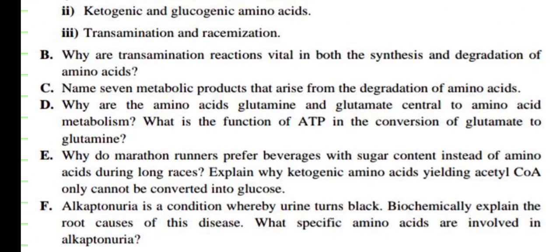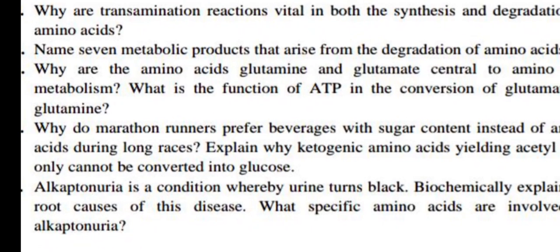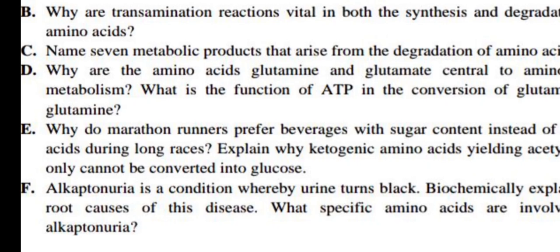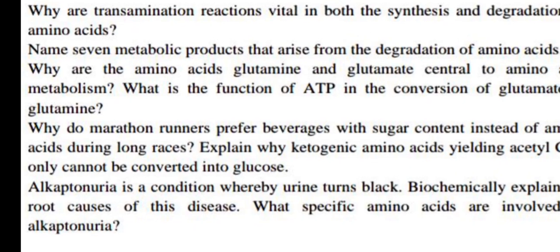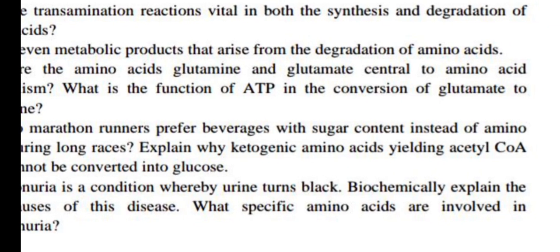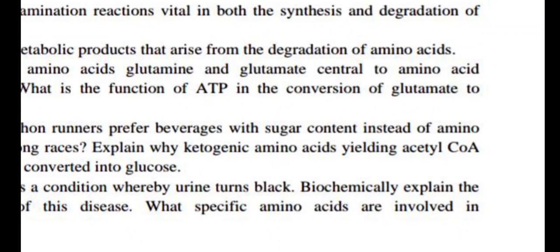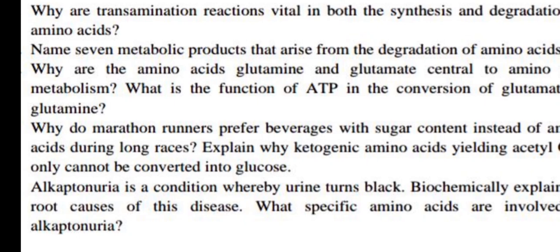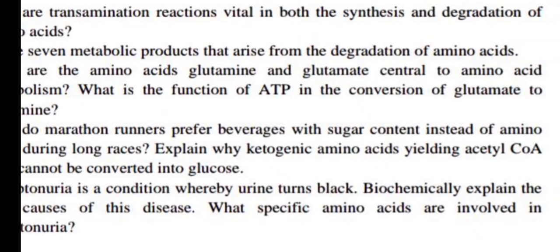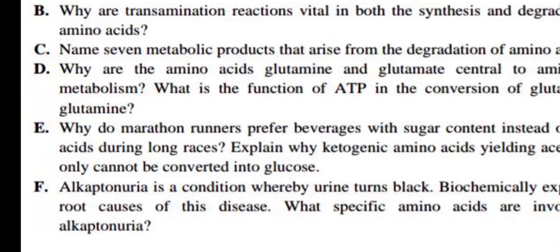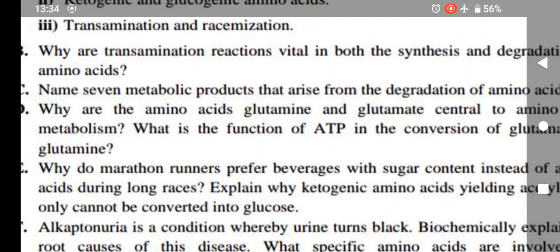Now, coming to this particular question, which is just question F. Alkaptonuria is a condition where urine turns black. Biochemically explain the root cause of this disease. Okay, apart from that, what specific amino acids are involved in alkaptonuria? So it's a very, very simple question.